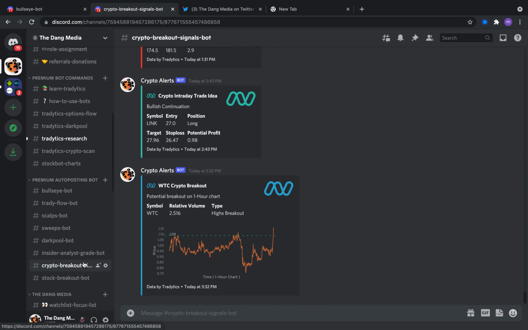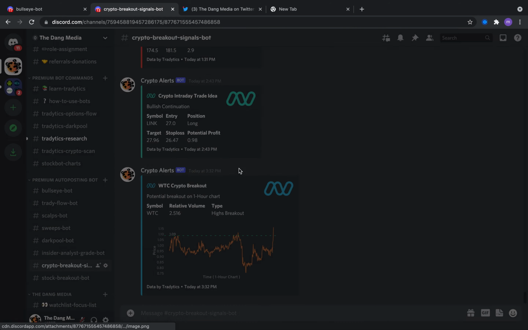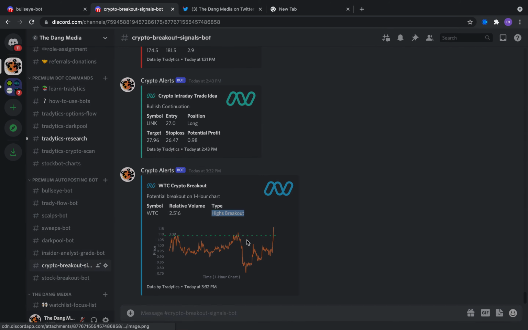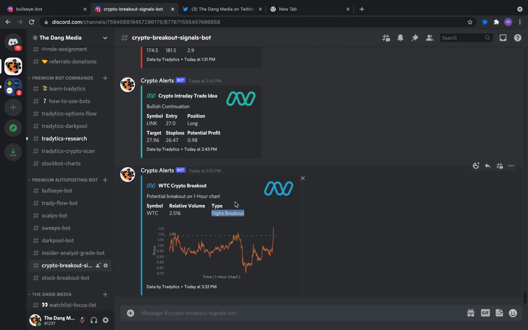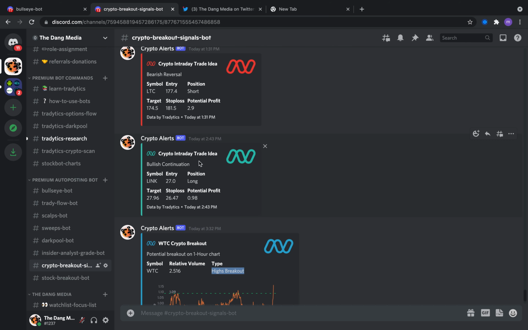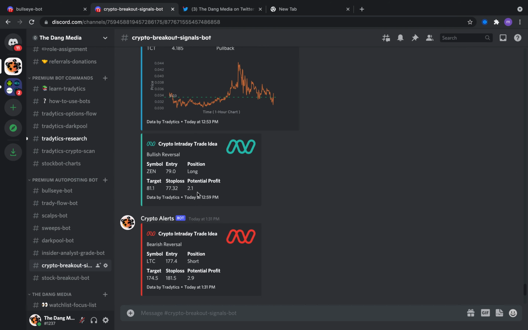We have the crypto breakout and signals channel / bot. So this signals crypto breakouts. So this is a breakout. It's a highs breakout, so it means it broke that high. And you can see there's a strong resistance at 109, rejected here, came back up, rejected here, and then when it came back up through this time, it went through the resistance, so it alerted a breakout. And it also alerts trade ideas as well with entries, exits, and stop loss.